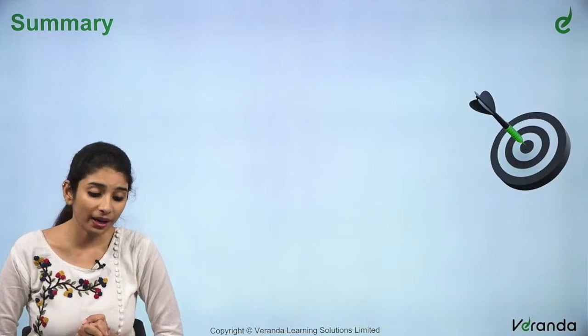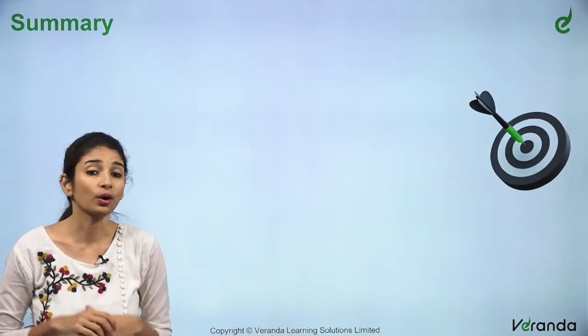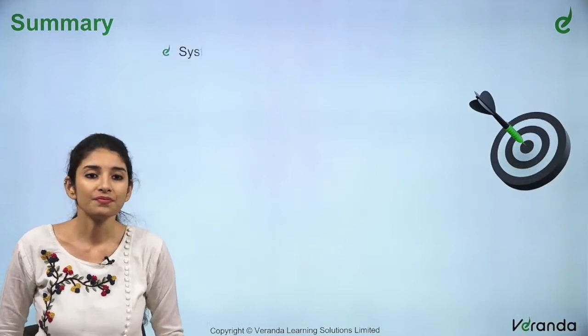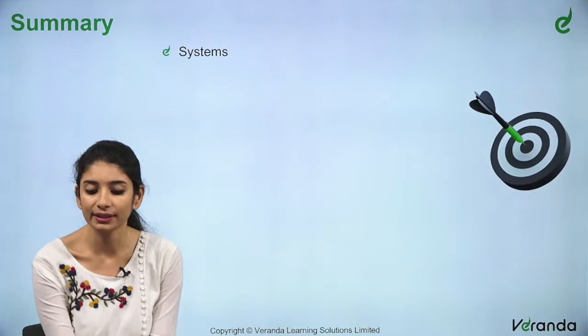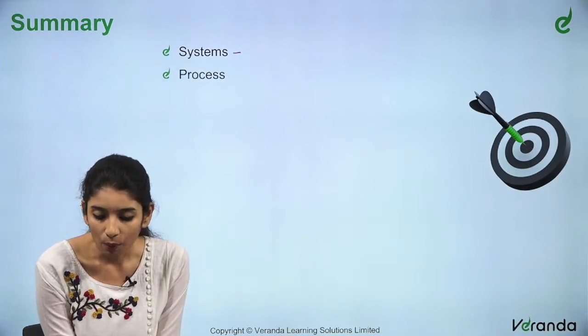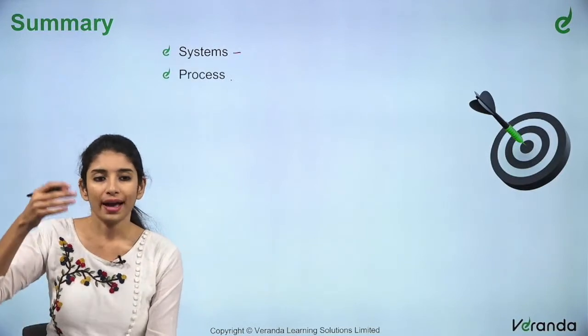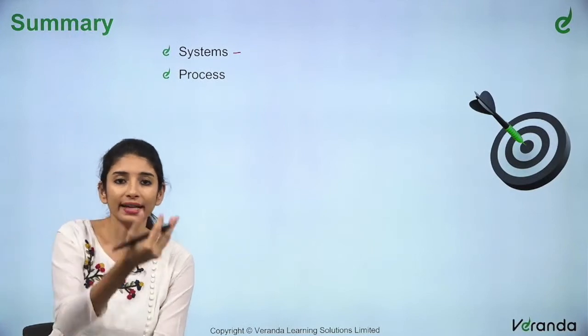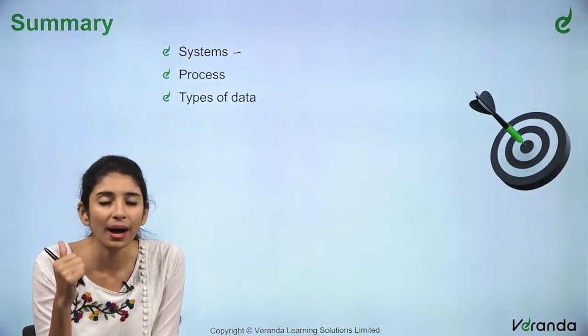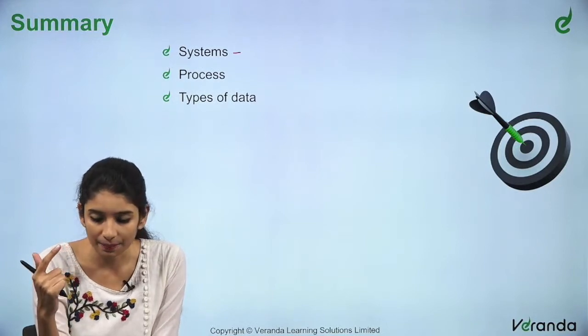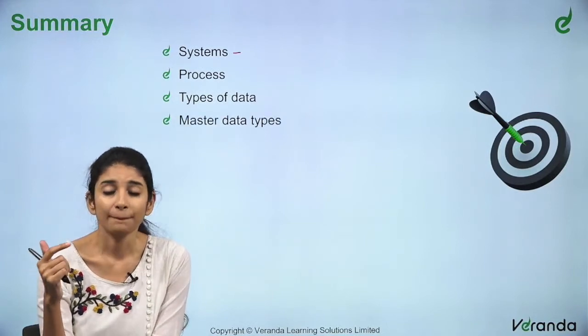Now, I want you all to buckle up. We're going to do a quick revision, a quicker than quick revision of all the concepts of chapter 2. You ready? Yes. So, what is a system? A system is a set of interrelated data that work together. What is a process? Input, and then you perform certain activity on it and get some output. Types of data: two types of data. Are you able to remember? Master data and non-master data.